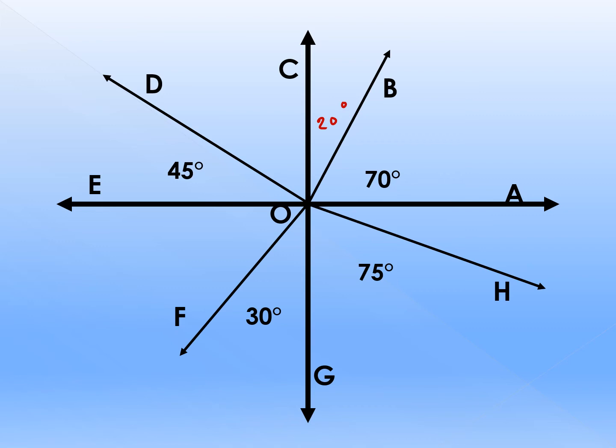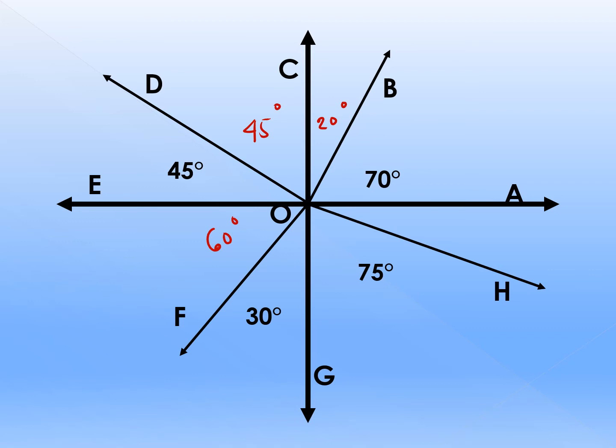Now angle EOC is equal to 90 degrees. Angle EOD is equal to 45 degrees. To know the value of angle DOC, we need to subtract 45 from 90, and the answer is 45 degrees. Again, angle EOG is perpendicular and angle FOG is equal to 30 degrees. So to know the value of angle EOF, we need to subtract 30 from 90. Therefore, angle EOF is equal to 60 degrees.